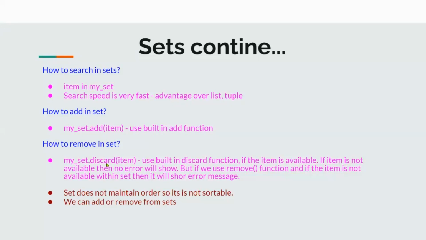And if you want to remove anything, there are two functions. One is discard. If you use the discard method and the item is inside the set, it will delete it, but if there is no such item inside the set, it won't give you any error message. But if you use the remove function and the item is not available inside the set, it will give you an error message, so keep this in mind. And a set does not maintain order, so it is not sortable. As I said earlier, it is unordered. If you run the program, you'll see the items in one order, and if you run it a second time, you'll see the items in a different order. You can add or remove items as well.